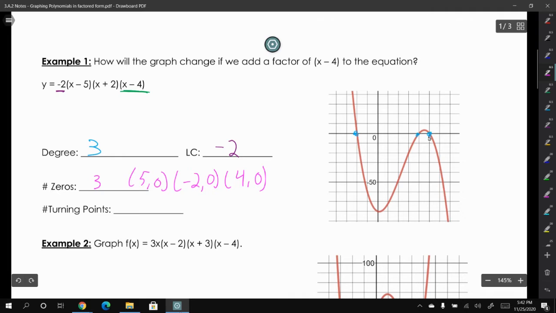Just because it's good to have the practice of being able to look at your graph or your function and being able to identify the x-intercepts. And the number of turning points, we have 1 turning point here, and we have 1 turning point here. Your turning points are where we change directions, so we have 2 turning points.